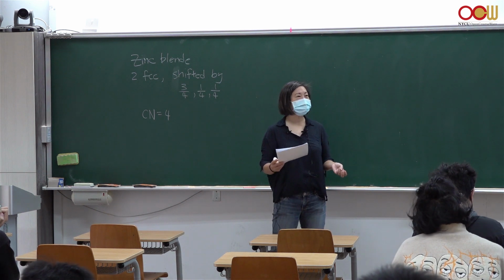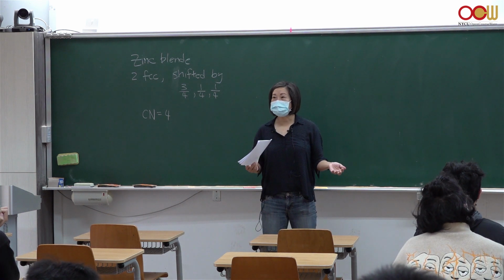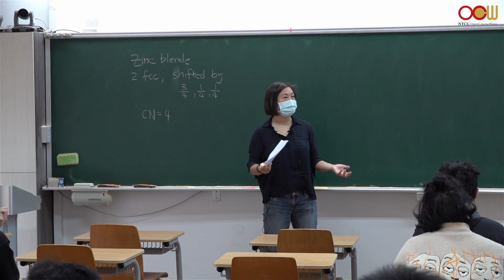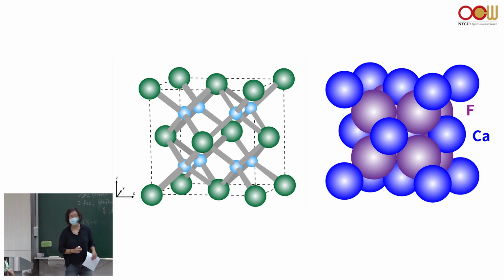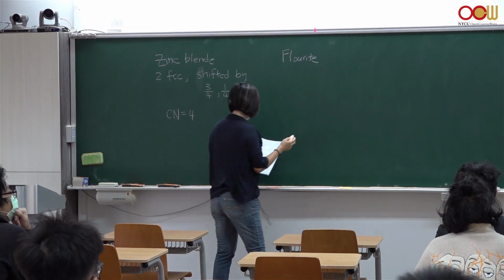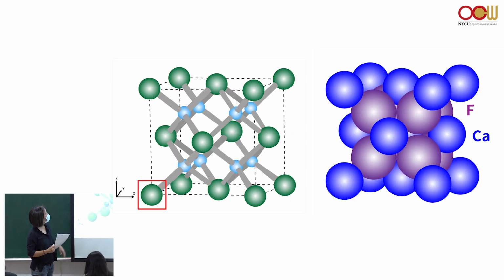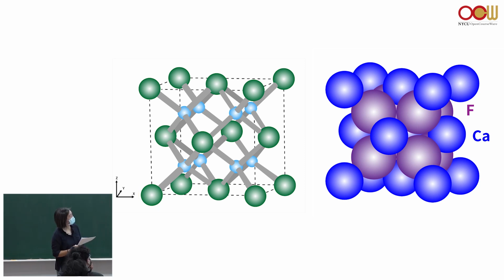Okay, but what happens if you have a ceramic material that's not 1-to-1 between cation and anion? Well, it could take on something that looks like this. This is called a fluorite. So if you look at this individual unit cell, the green one, that's an anion probably because it's bigger. So the anion, how many atoms do you have in the unit cell? How many total atoms?